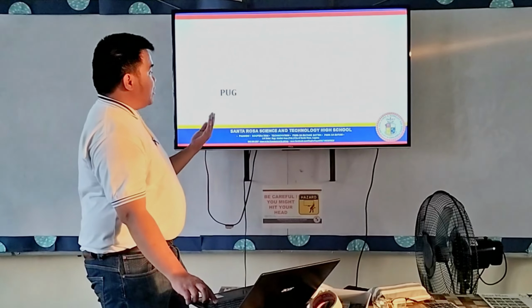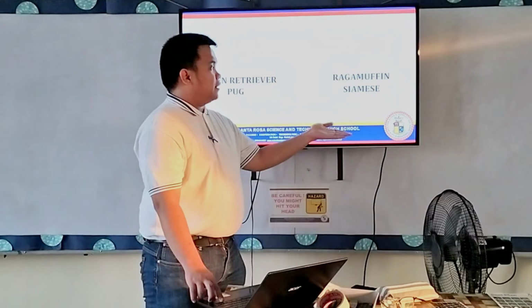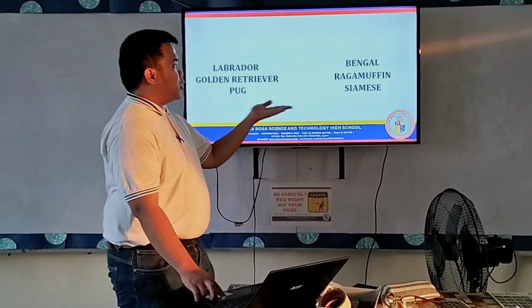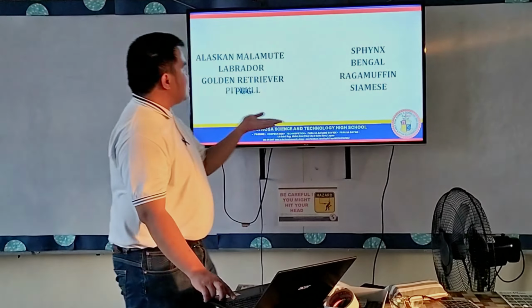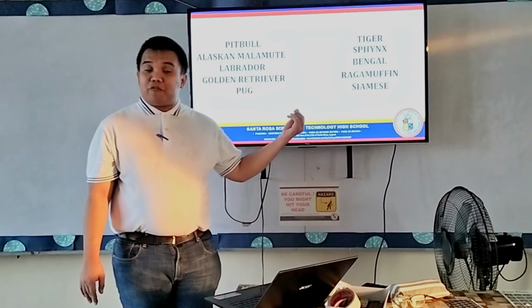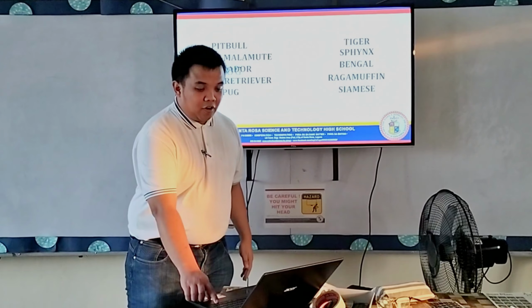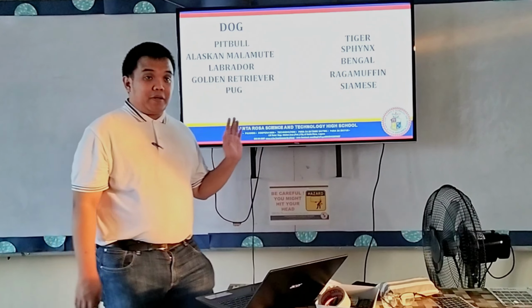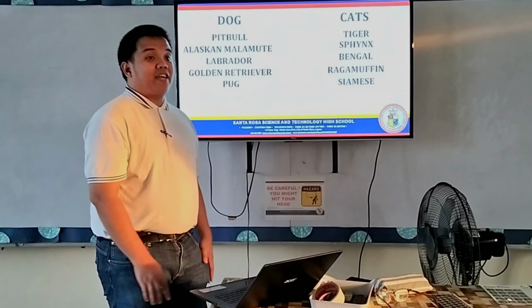Next, we have here the pug, Siamese, golden retriever, ragamuffin, Labrador, Bengal, Alaskan Malamute, Sphinx, pit bull, and tiger. So what do you think are the group of words on the left side? Very good. They are all the breeds of dogs. How about on the right side? Very good. They are all the breeds of cats.